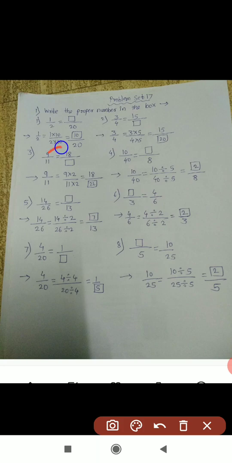What is the connection here? 9 twos are 18. So which number are you dividing here? 2. So 11 twos are 22. Again, 10 upon 40 is equal to box upon 8. You have to find out what is in the box.